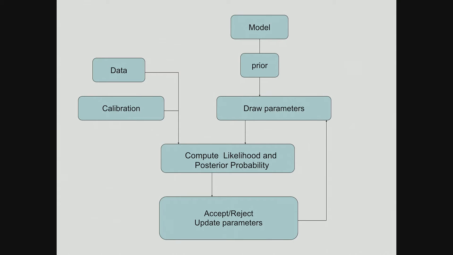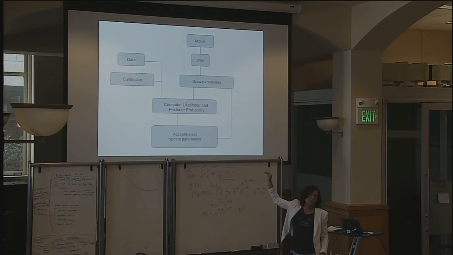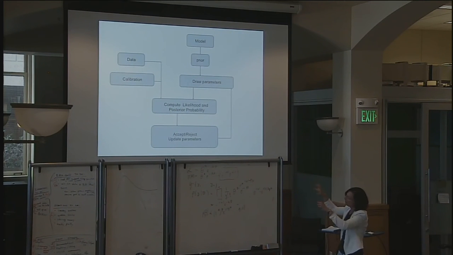We have the model and the prior on one side. We draw parameters. We compute likelihood and posterior probability given those parameters. And then we accept, reject, and update parameters. Depending on the acceptance, reject criteria, you have different MCMC chains, which we'll talk about tomorrow. So you accept, reject, and move back around. You do this loop. When you compute the likelihood and posterior probability, you compare data, so you take data and calibration, and in this one block, you do everything. So this is sort of a schematic.